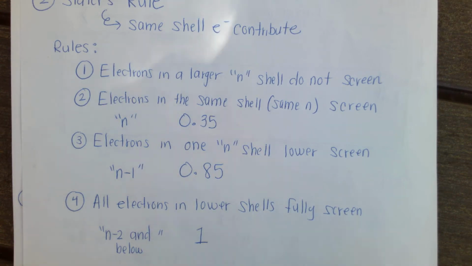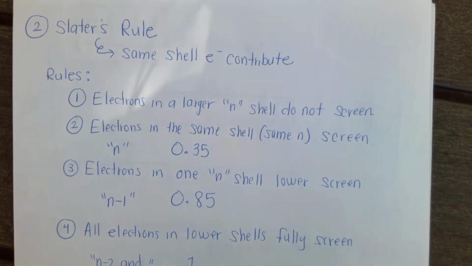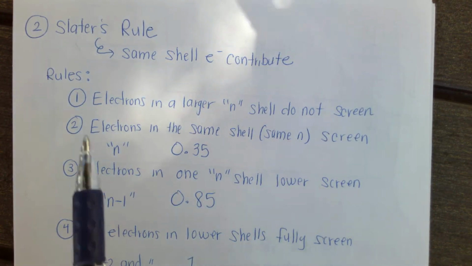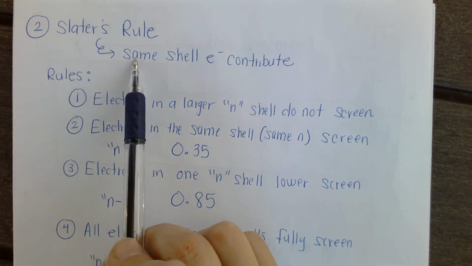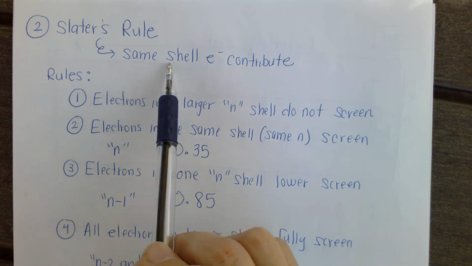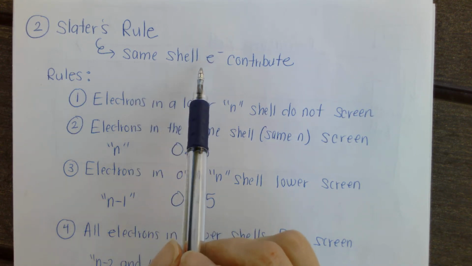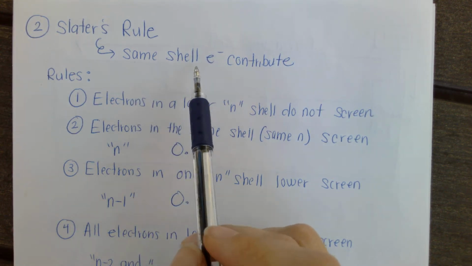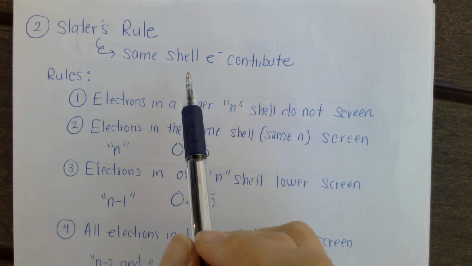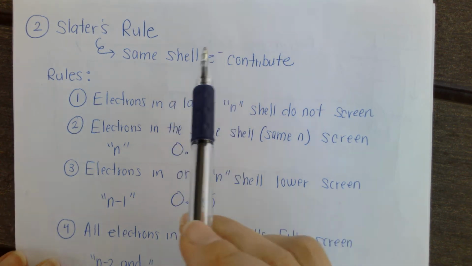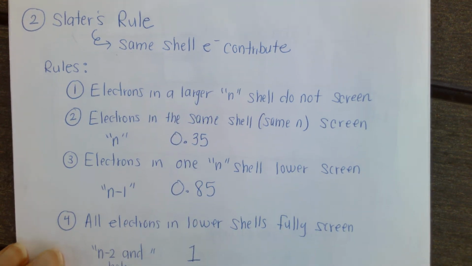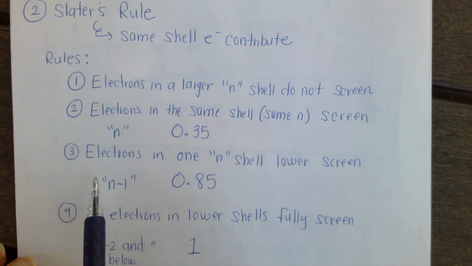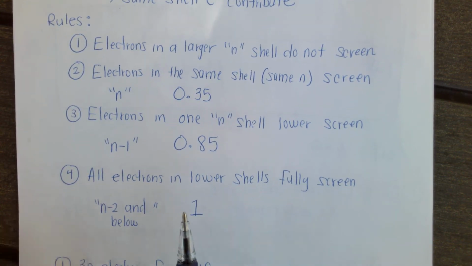Okay, so the second way that we calculate effective nuclear charge is called Slater's Rule. Slater's Rule will take into account that in the same electron shell, we do have some screening. So we saw that with our diagram where we looked at the 2s and the 2p compared to the 1s. So Slater's Rule does take into account same shell screening. Okay, so the way we calculate Slater's Rule, we have essentially 4 things. Okay, so kind of our rules.